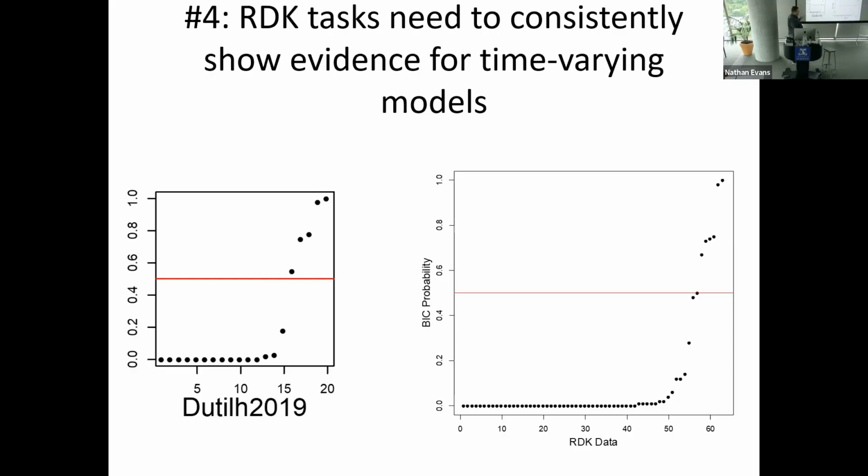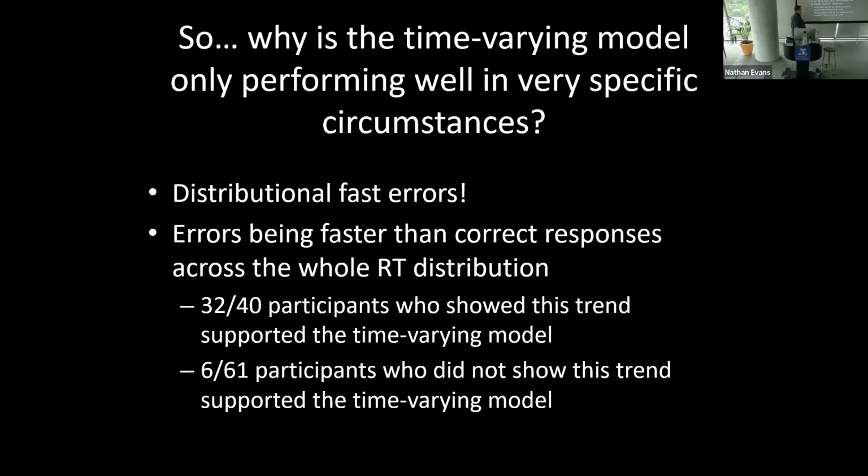Now the question is, well, what the hell's going on, right? Sometimes the time-varying model is favored, sometimes it's not. Doesn't really seem to be clear when, right? At least not to me, right? And so I did some digging around, and it seems to be that distributional fast errors is the thing that seems to be causing it. Now I'll explain this with some plots in a minute.